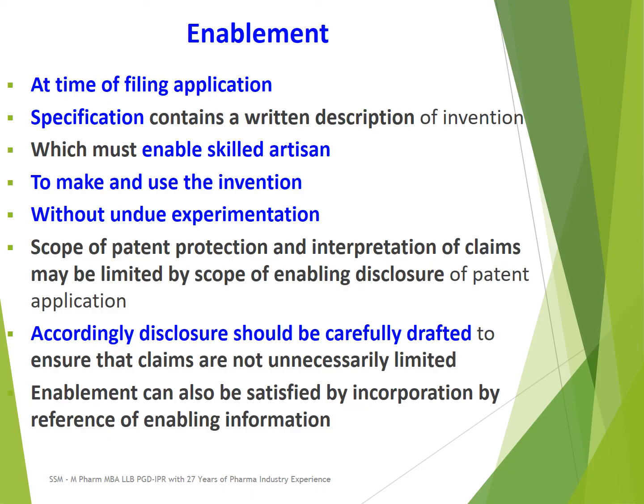The scope of patent protection and interpretation of claims may be limited by the scope of the enabling disclosure. So the scope of your claim may be limited if you are not enabling your invention completely in the disclosure section. Accordingly, disclosures should be carefully drafted to ensure that claims are not unnecessarily limited. Enablement can also be satisfied by incorporation by reference of enabling information.